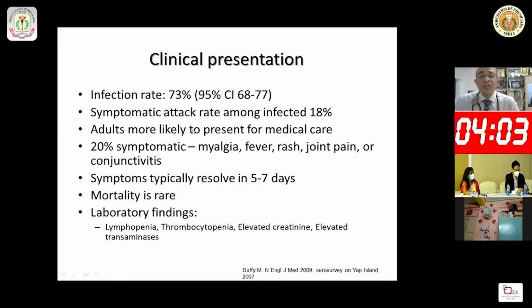The infection rate is about 73%, and symptomatic attack is seen in only 1 in 5 of patients who are infected. Adults are more likely to present for medical care, and the 20% who are symptomatic may present with myalgia, fever, rash, joint pain, and conjunctivitis. Conjunctivitis in a patient who has dengue has to be strongly suspected, as that could be due to Zika. Symptoms quite often resolve in 5 to 7 days. It is self-limited, and mortality is very rare. Lymphopenia, thrombocytopenia, elevated creatinine and transaminases, a hepatorenal picture can be seen in patients with Zika also. So this is something we have to keep in mind.